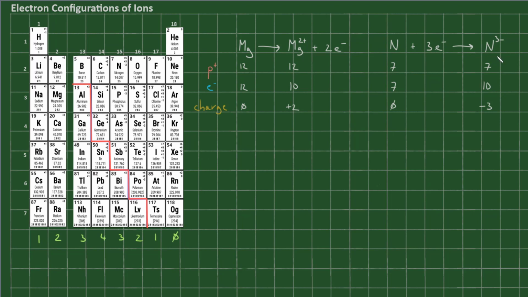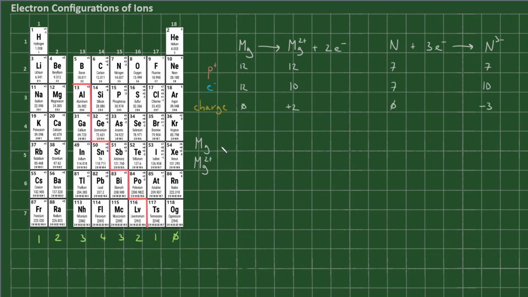Fair enough. Now let's look at the electron configurations of these atoms and ions. I'm going to start with magnesium, and then I'm going to do the electron configuration of the magnesium cation. Once again, I invite you to pause the video and try writing out these electron configurations yourself.